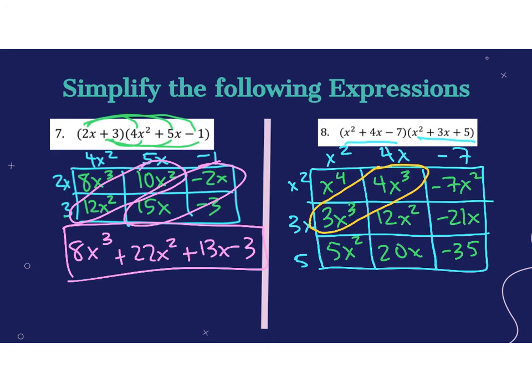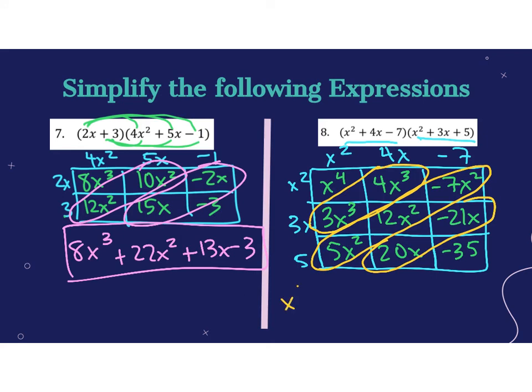So now let's find our like terms. I have 3 sets of like terms here. I have x to the third, x to the third. Look at all of these x squareds in the middle. All of those things are x squared. Then you have your x's. So here's my result at the end.